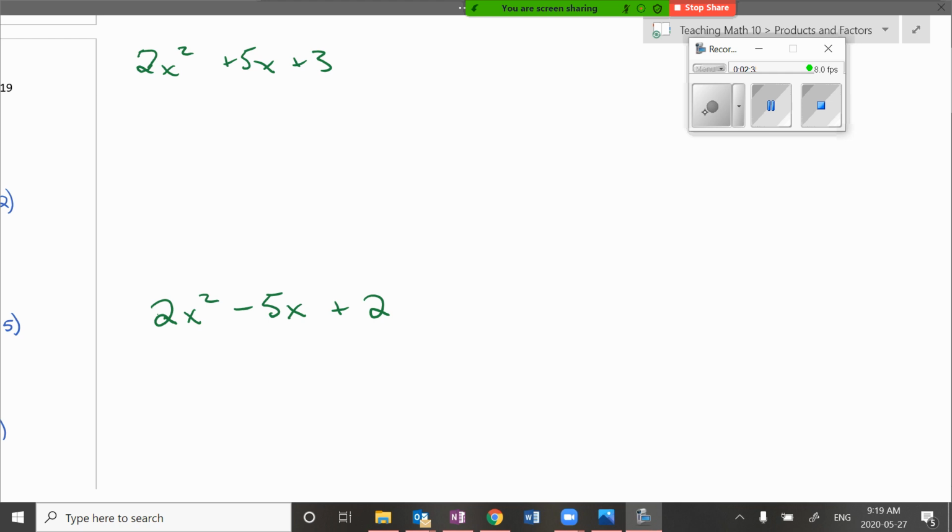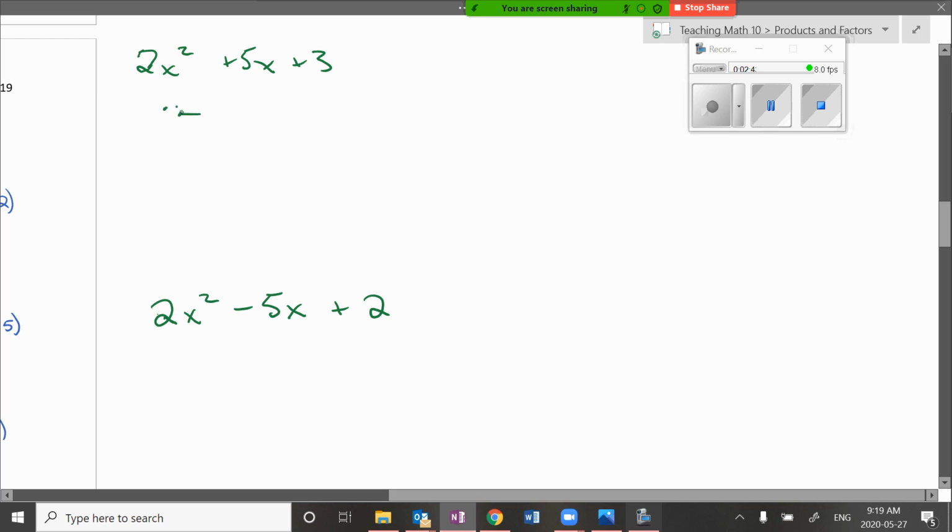Okay, so let's try a couple of these ones. So here I have 2x squared plus 5x plus 3. What's nice about this one is I need two numbers that multiply to equal 3, as well as two numbers that multiply to equal 2. Those two numbers are both prime. So that's going to give us a big hint on what we're going to fill in. I know that I have a plus sign and a plus sign here, so that also cleans it up a little bit, I have to have two plus signs here.